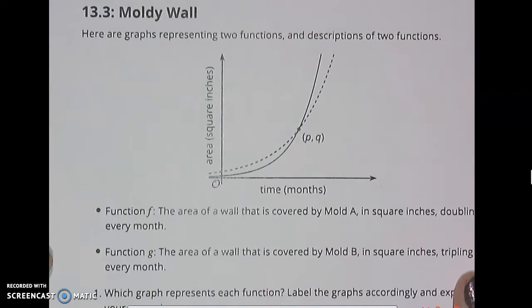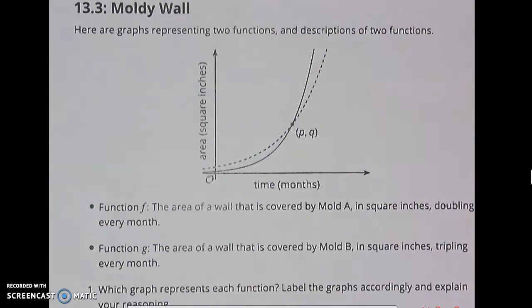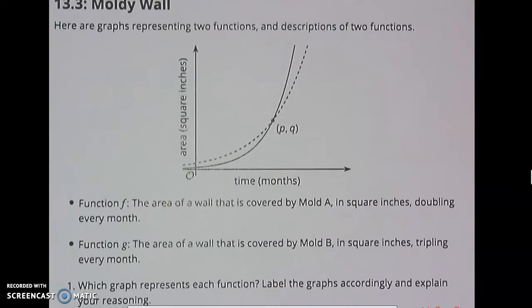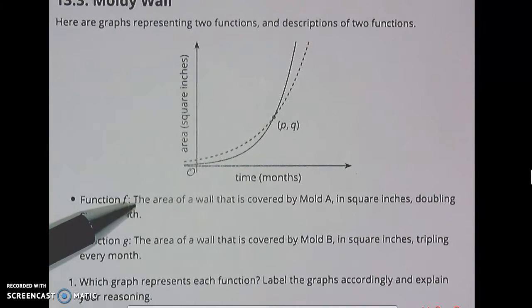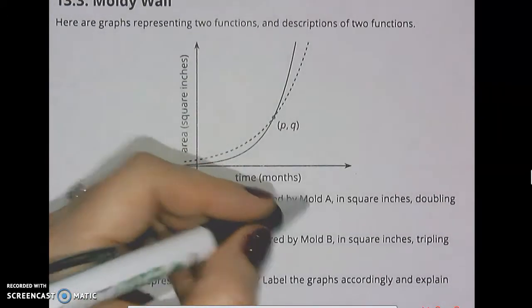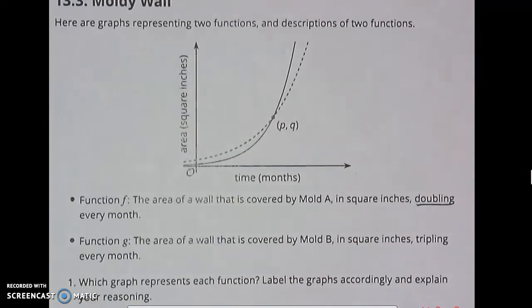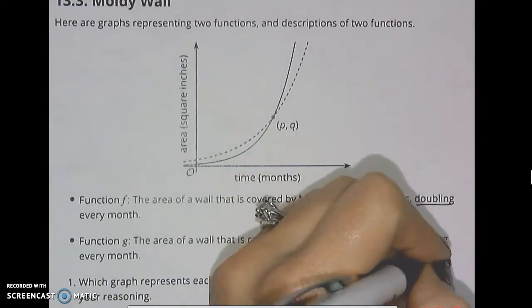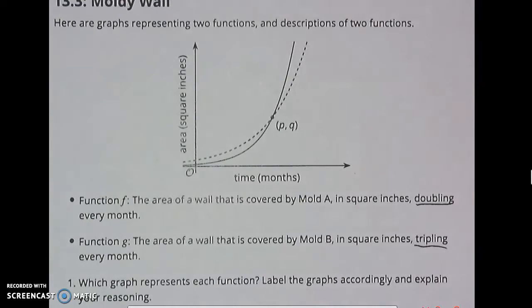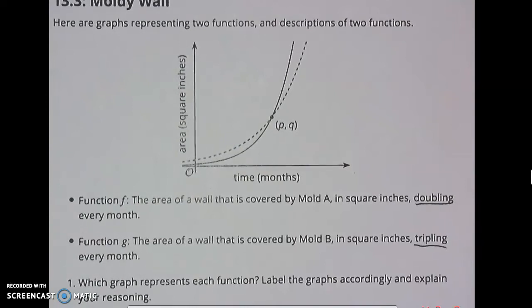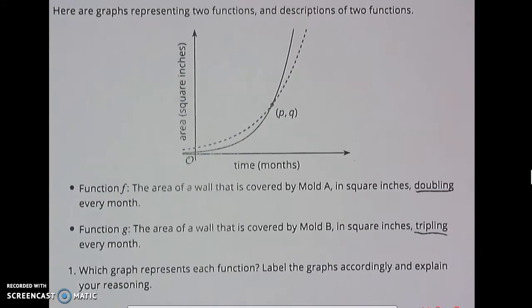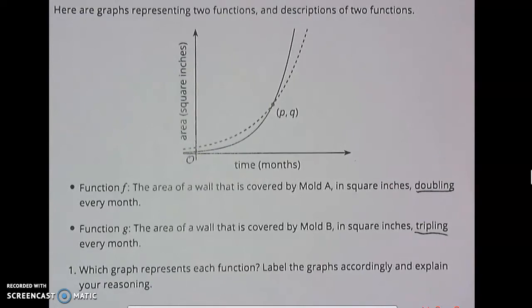The last thing we're going to talk about here is a good old moldy wall. So here are the graphs representing two functions and descriptions for two functions. All right, so function f is the area of a wall that is covered by mold A in square inches, doubling every month. And function g is the area of the wall that is covered by mold B in square inches that's tripling every month. So which one of those is growing faster? It says which graph represents each function, label the graphs accordingly and explain your reasoning.